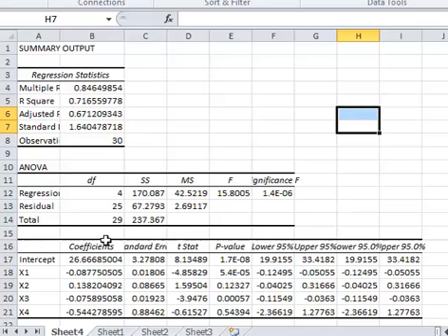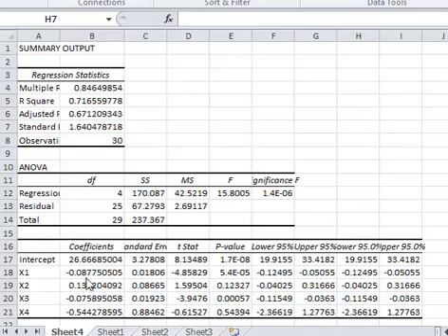At the bottom here, you can find the coefficients. The intercept is 26.66. The coefficient for x1 is minus 0.08775. The coefficient for x2 is 0.1382. The coefficient for x3 is minus 0.07589. The coefficient for x4 is 0.054442.